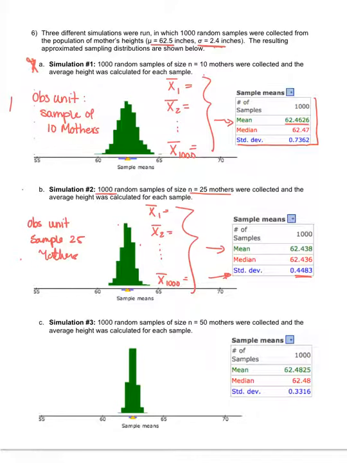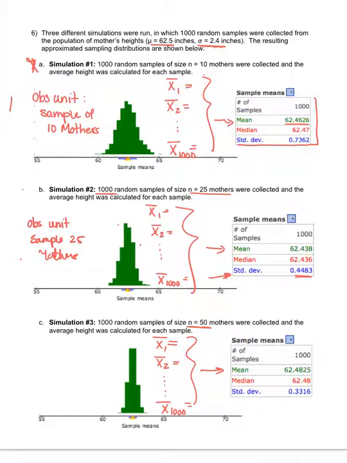One more time, our third simulation, we did the same thing. This time we have n equals 50. So we collected 50 mothers at random. We calculated their average height. That's our X bar 1. We collected 50 mothers, calculated the average height, X bar 2. We did this 1,000 times. So that's 1,000 X bars. Then we can average those all together, and that's our mean. So again, we're still at 62.4.